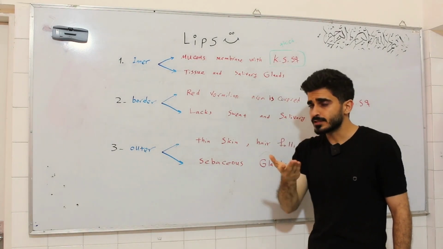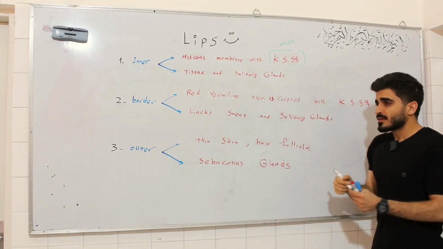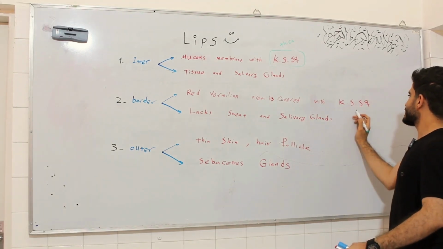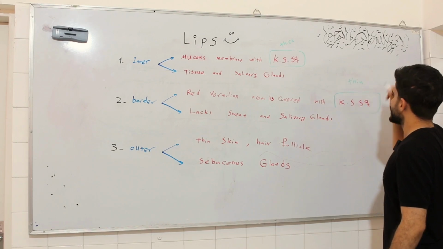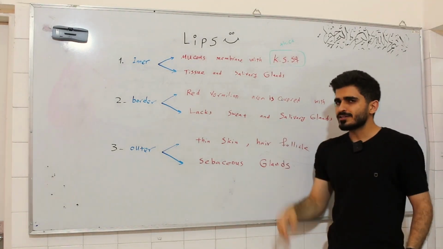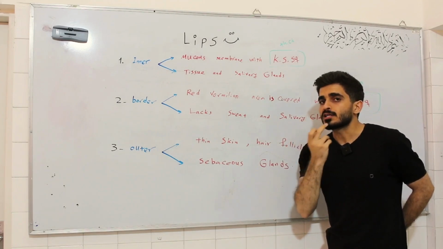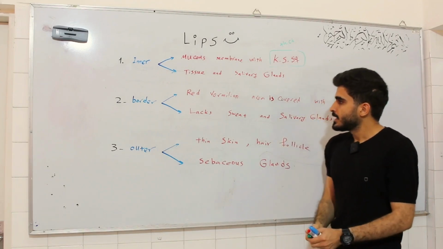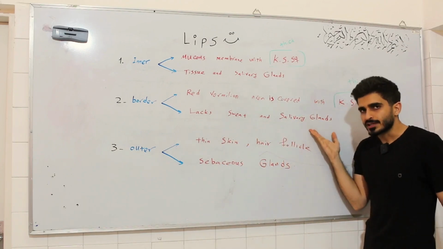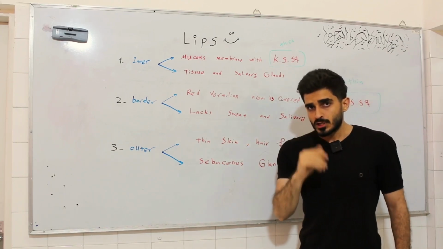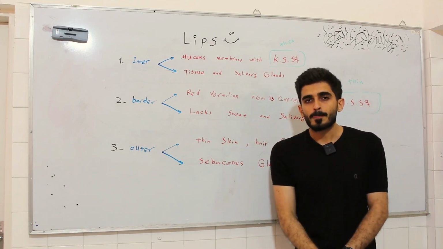The red vermilion area on each lip is covered with a thin layer of keratinized stratified squamous epithelium. It is located at the border between the oral mucosa and the skin. This area lacks sweat and salivary glands. It is kept moist by saliva from the tongue, like this.